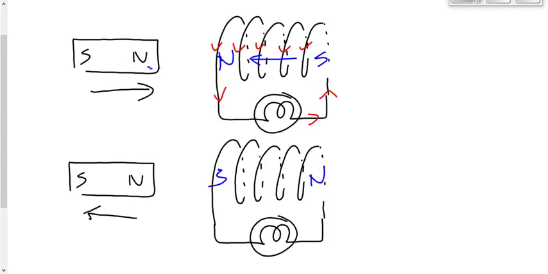Lenz's law never said we get a repulsive force. Lenz's law says the force always opposes the motion. If I'm pushing this magnet closer to it, what's going to oppose the motion? A repulsive force. If I'm pulling this magnet away, what's going to oppose the motion? An attractive force. North and south. Does that make sense?